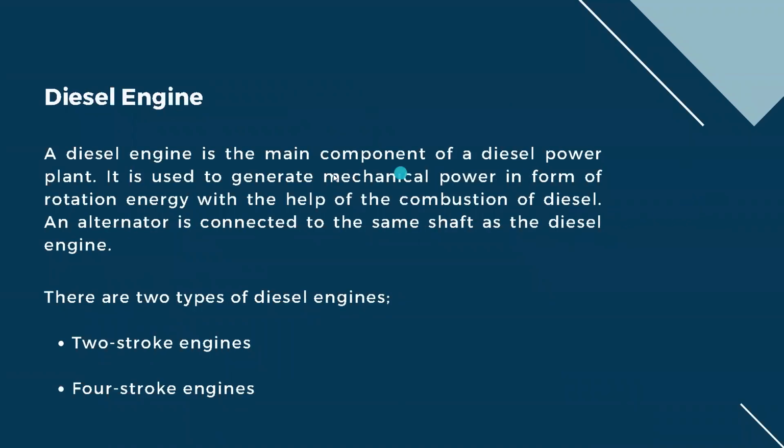So, diesel engine. A diesel engine is the main component of a diesel power plant. It is used to generate mechanical power in the form of rotational energy with the help of the combustion of diesel. An alternator is connected to the same shaft as the diesel engine. There are two types of diesel engines: first is the two-stroke engine, and the other is the four-stroke engine.